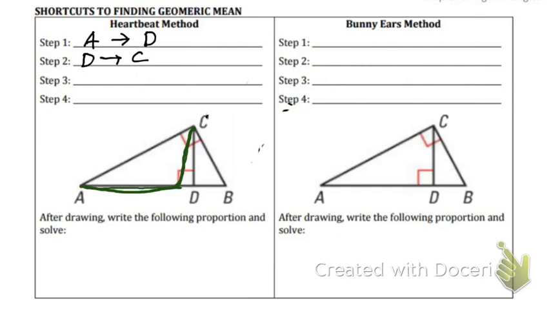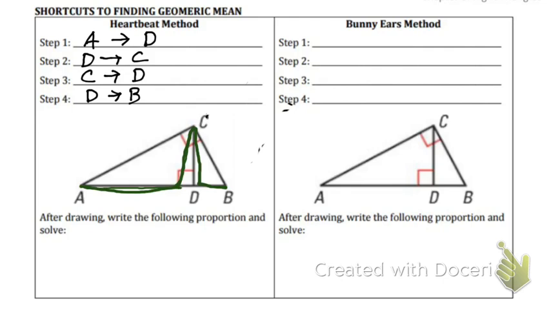Then we go back down. We go from C to D. So we come back down. And then finally we go from D to B. See how it's kind of like a heartbeat? That little boop, boop.